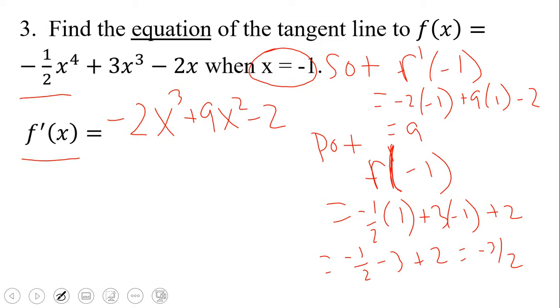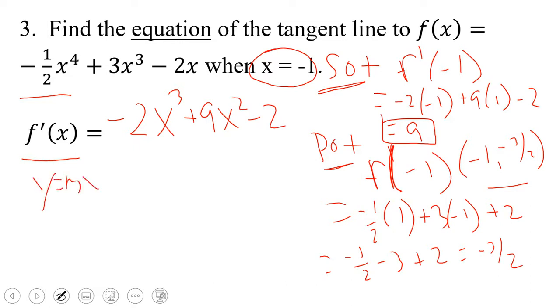So that means that my slope of the tangent line is 9, and my point of tangency is -1, -3/2. Again, find the slope from the derivative, find the point from the original. So y equals mx plus b. That's going to give you -3/2 equals 9 times -1 plus b.